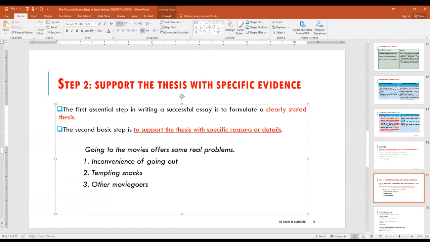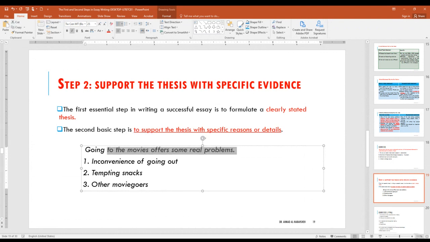Going to the movies, do you remember this example? "Going to the movies offers some real problems." This can be supported by the following: inconvenience of going out, tempting snacks, and other moviegoers. So here we have three main ideas to support the thesis statement.